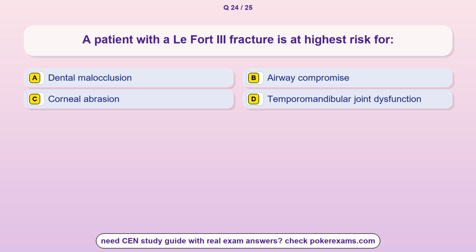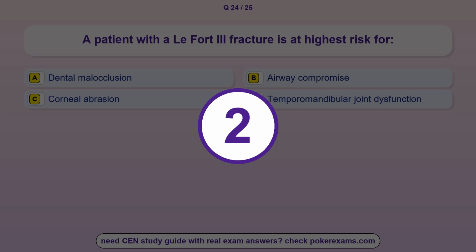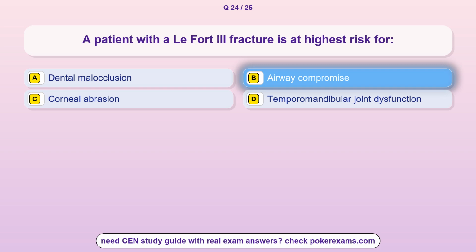Question 24. A patient with a Le Fort 3 fracture is at highest risk for option A, dental malocclusion, option B, airway compromise, option C, corneal abrasion, option D, temporomandibular joint dysfunction. The correct answer is option B, airway compromise.